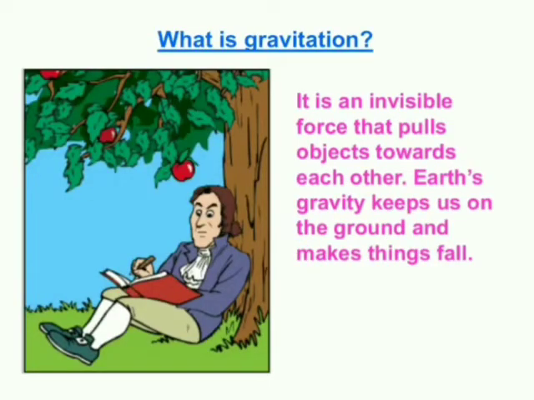So, what is gravitation? It is an invisible force, that means you cannot see it, that pulls objects towards each other. Earth's gravity keeps us on the ground and makes things fall. Therefore, when you throw a ball in the air, the gravitational force of the earth causes it to come down.